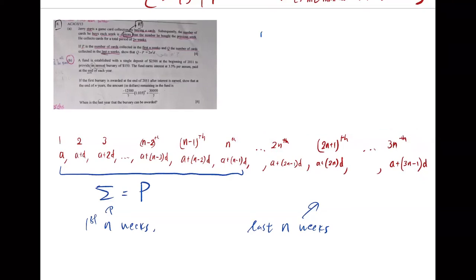Maybe if I replace N with, let's say 3, that means 2N must be 6, 3N must be, wow, why did I pick such a big number? Can I just pick 2? 2 times 2 is 4, and 3 times 4 is 12. So let's list it down: 1, 2, 7, 8, 9, 10, 11, 12.